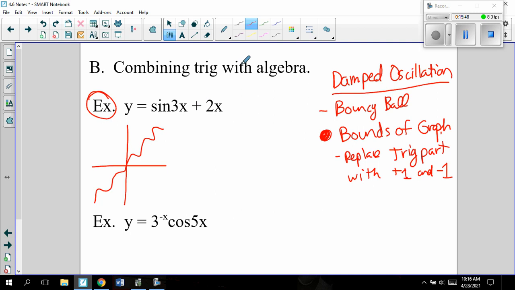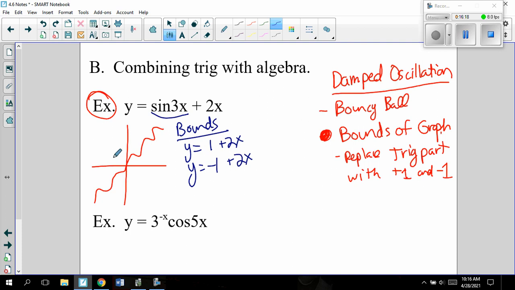Okay. So to show you what I mean, if I take this, here's my trig component. So my new bounds are going to be y equals, so I'm going to put a 1 there, and then I still have the 2x, and it's going to be -1 plus 2x. So this 2x part stays the same. There's a plus symbol, so we're still adding. It's just that whole trig part got replaced with a 1 and with a -1.